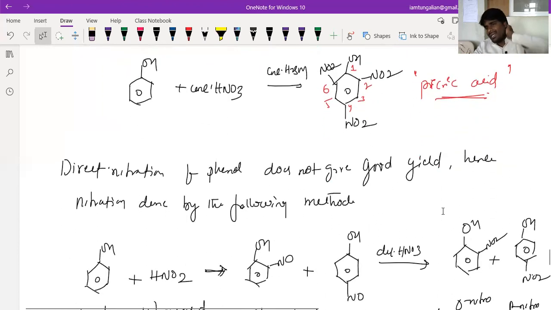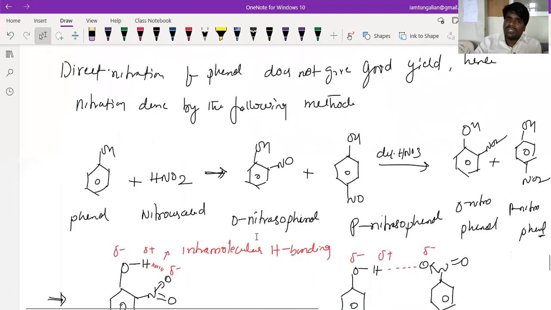So as I told you, the direct nitration does not give a good yield, because HNO3 is an oxidizing agent that will oxidize the phenol to the corresponding hydroxyquinone. Because of that reason, we generally go for indirect nitration. What is indirect nitration? First, phenol is treated with nitrous acid, which forms orthonitrosophenol as well as paranitrosophenol, which on treating with dilute HNO3 forms the corresponding orthonitrophenol and paranitrophenol.